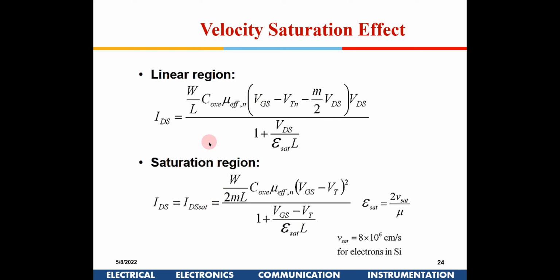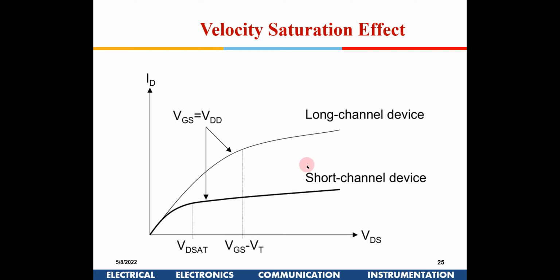Most of these values will be given to you, but you need to remember these equations to compute. Again, m is also an empirical value which will be given. So these are the current equations. With increase in VDS, because of the velocity saturation, the net effect is the current will not be as expected. For short channel devices, there will be a drop in current. You won't get the current as expected because of the velocity saturation effect.